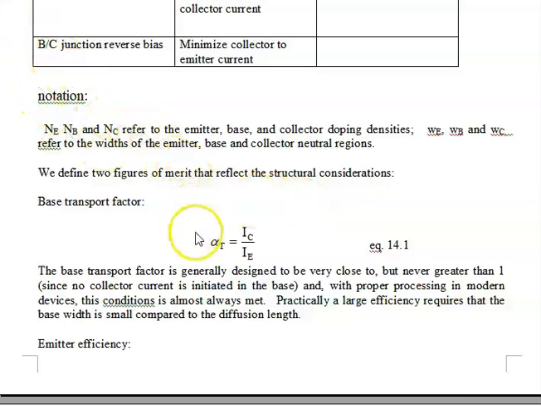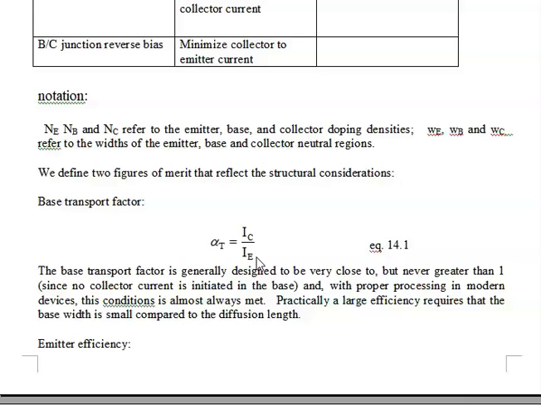Okay, so to put this a little bit on a quantitative scale, we define two figures of merit. One is called the base transport factor, alpha T. T refers to transport, and that's just equal to IC divided by IE. We want this number to be literally just about 1. The higher the better. It can't be over 1 because IE is the source of charge, and we can't have more coming out than we started with. However, we would like IC and IE to be very, very close, and we can attain that.